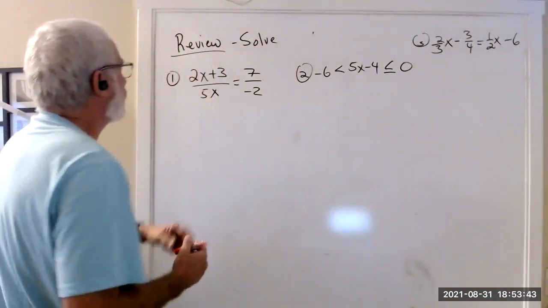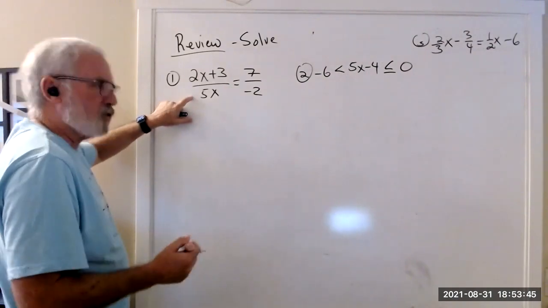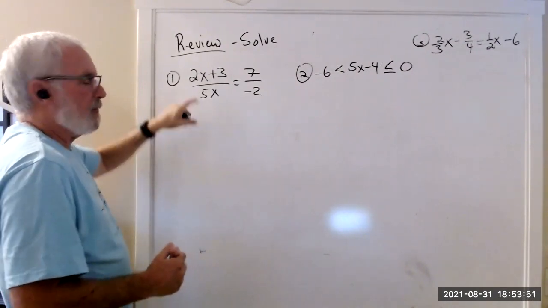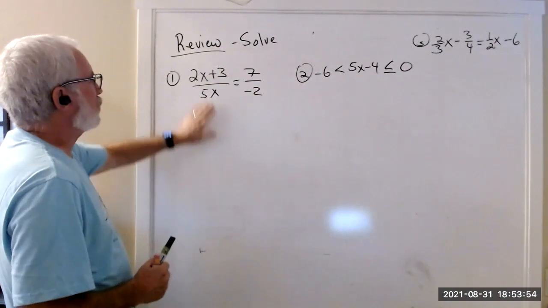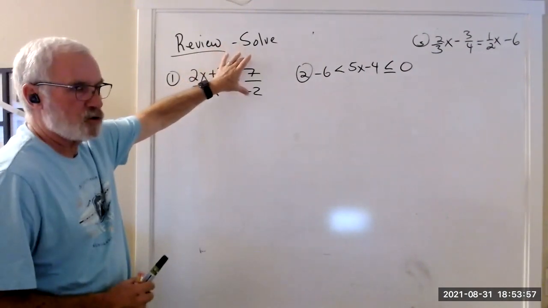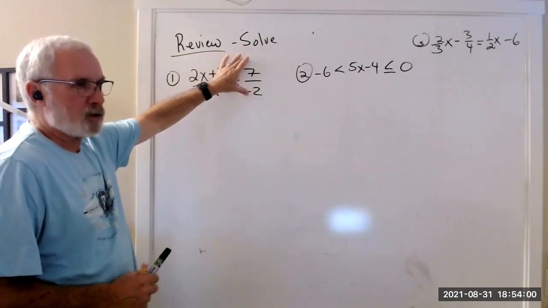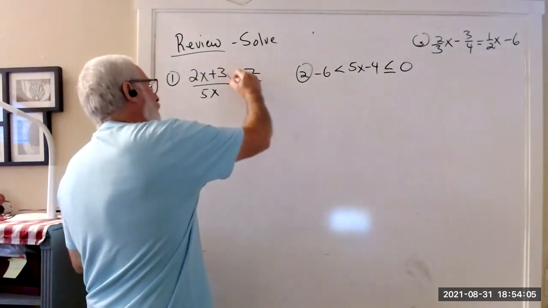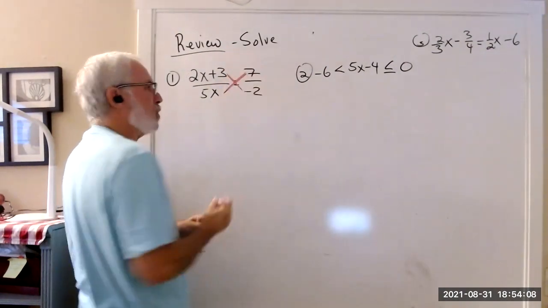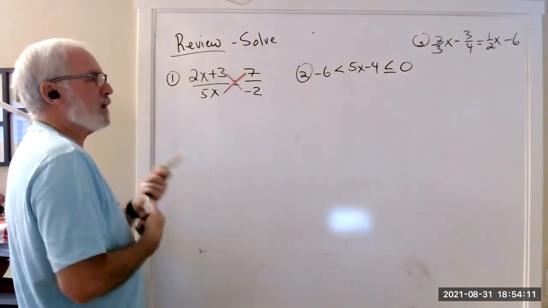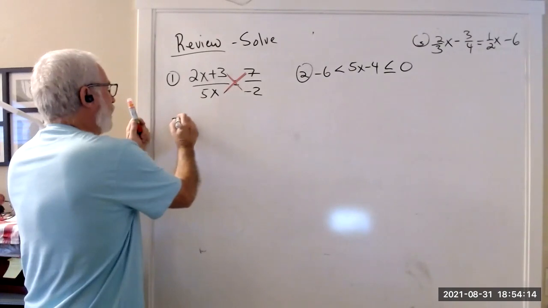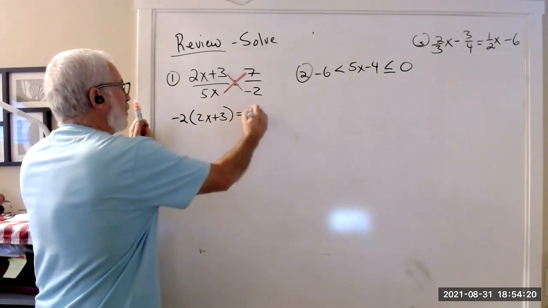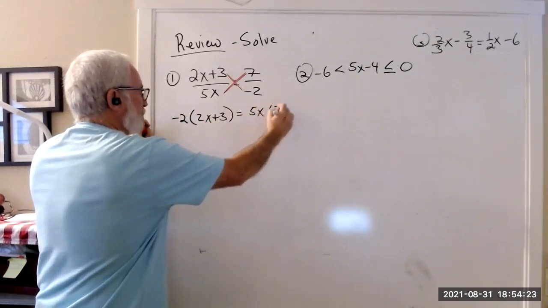Okay, let's go back here. This first one was an equation, but it was a special type. It was called a proportion. A proportion is an equation where you have one fraction equal to one fraction. And there's a super shortcut way for doing a proportion, and that's called the cross multiply. You multiply across the equal sign. And it doesn't matter who goes on the left and who goes on the right. So we would have something like negative 2 times 2x plus 3 equals 5x times 7.